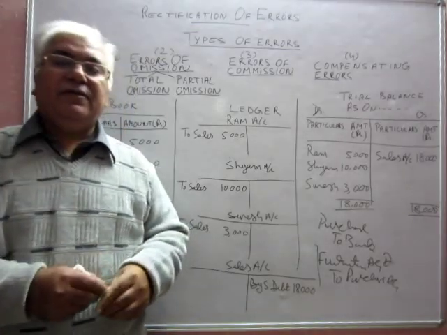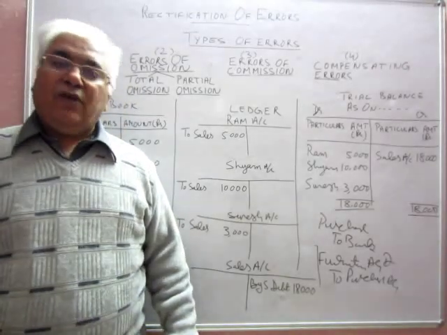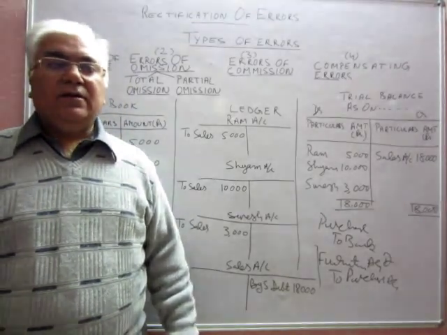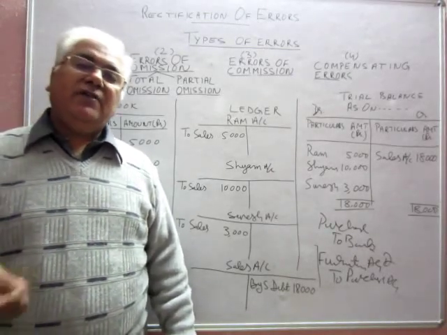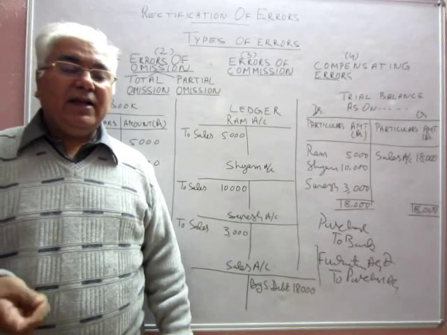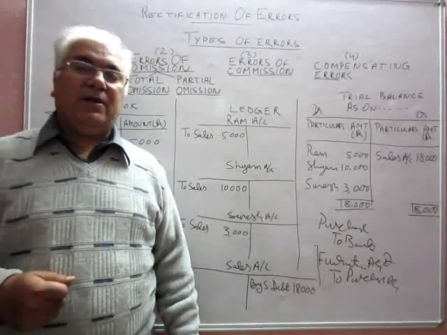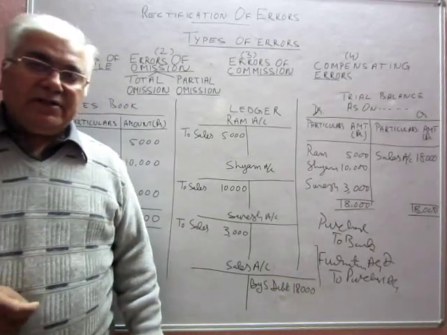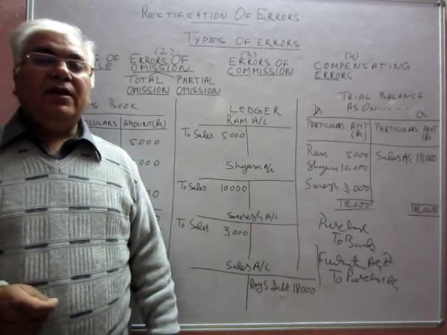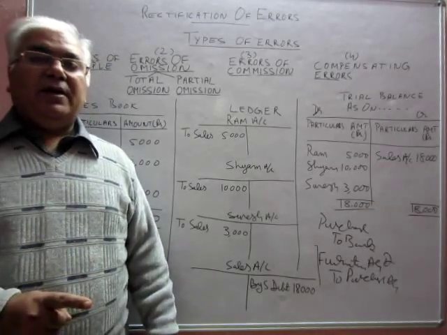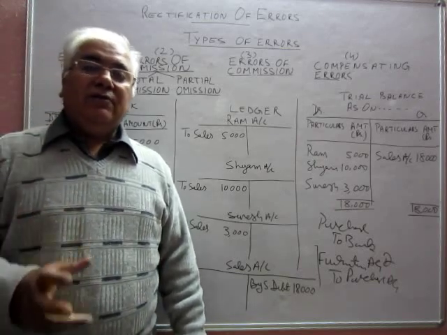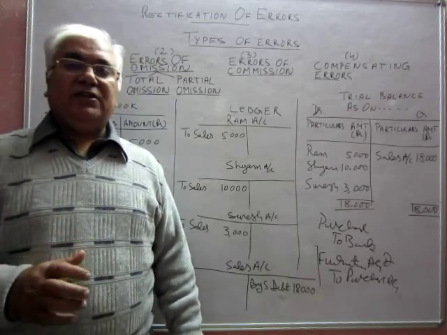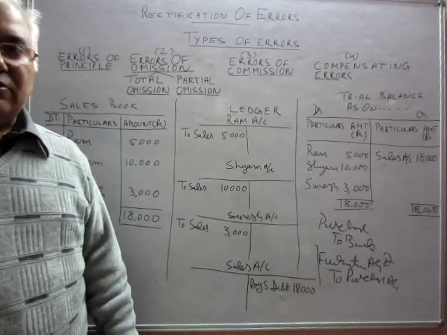Other examples of errors of principle are, for example, while installing machinery, you have done some expenditure on wages and you have debited your wages account. Again, it's an error of principle. Now, what will be its rectification entry? It will be machinery account debited to wages account, because that amount was to be capitalized actually. That should have been debited to machinery account.